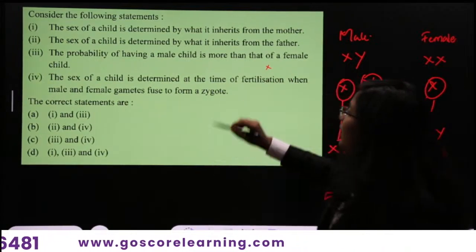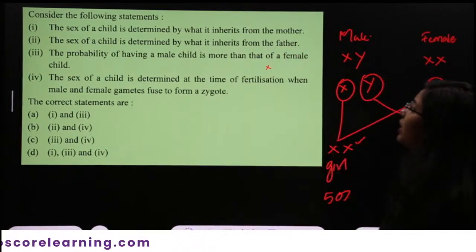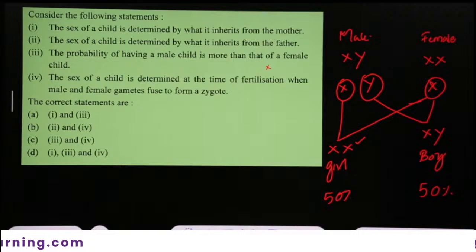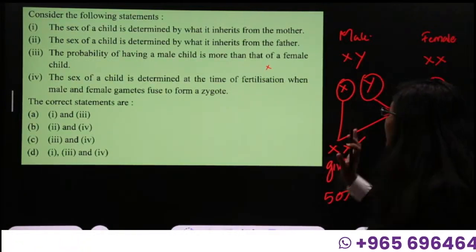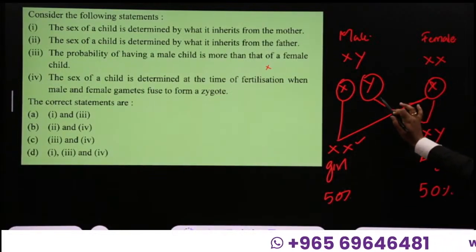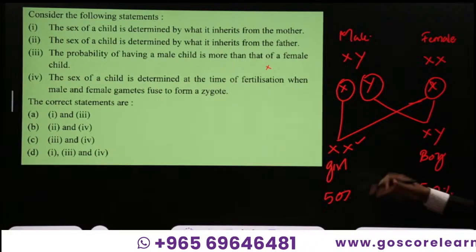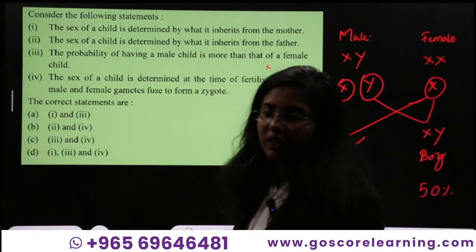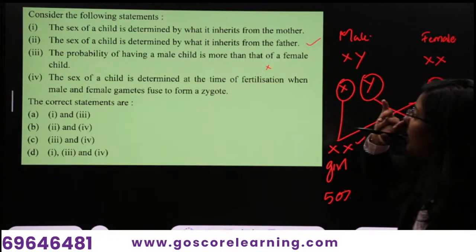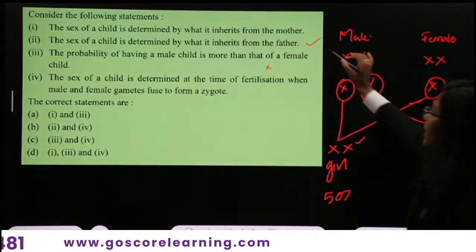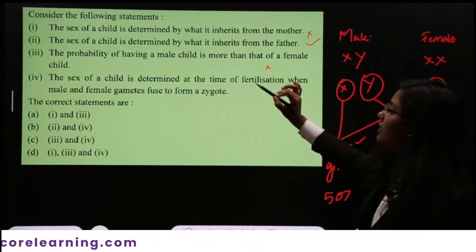Then the first statement, check whether it is correct or not. The sex of a child is determined by what it inherits from mother. It is actually determined by father. If father is producing the Y chromosome, the next generation will be the boy baby. So we could say that the sex of child is determined by what it inherits from its father. So the first statement is wrong, the second statement is correct, and the third statement is wrong.